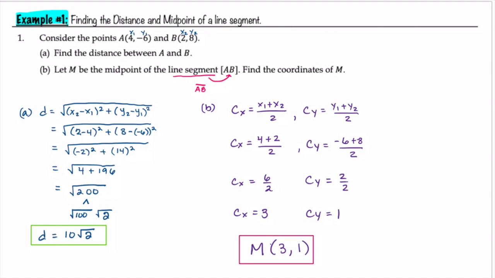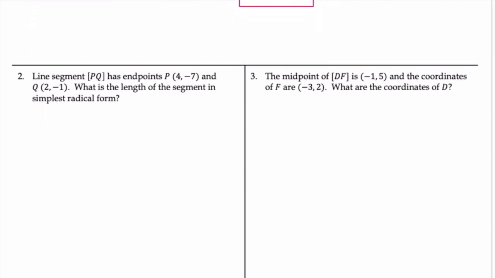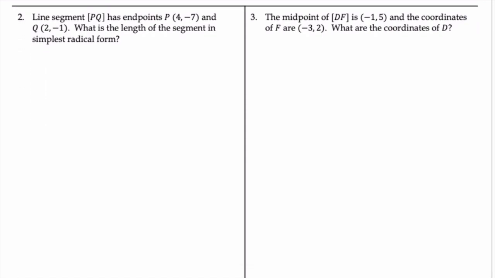Let us look at the next two problems. So for number 2, line segment PQ has endpoints P (4, -7) and Q (2, -1). What is the length of the line segment in simplest radical form? So I know length means that we are looking for the distance, which means that we are going to use the distance formula. So I'm going to do the same thing I did before. I am going to rewrite my formula and do my substitution. You guys try this out.